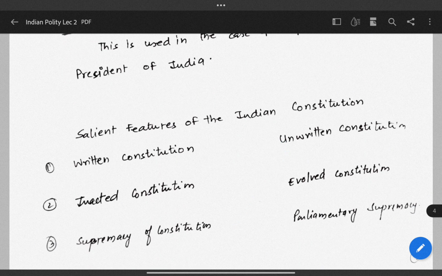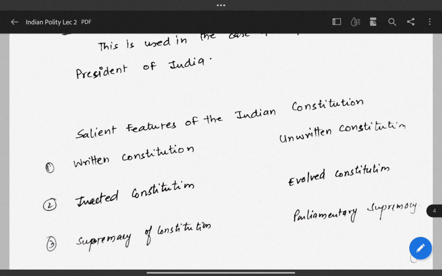Now we are going to discuss the salient features of the Indian Constitution. We are going to compare our Constitution to other constitutions. Our Constitution is a written Constitution. It means a written Constitution, all the provisions of which are codified. Now we should know what is codification. Codification means the systematic arrangement of different provisions in a single document where everything is defined in the same document.